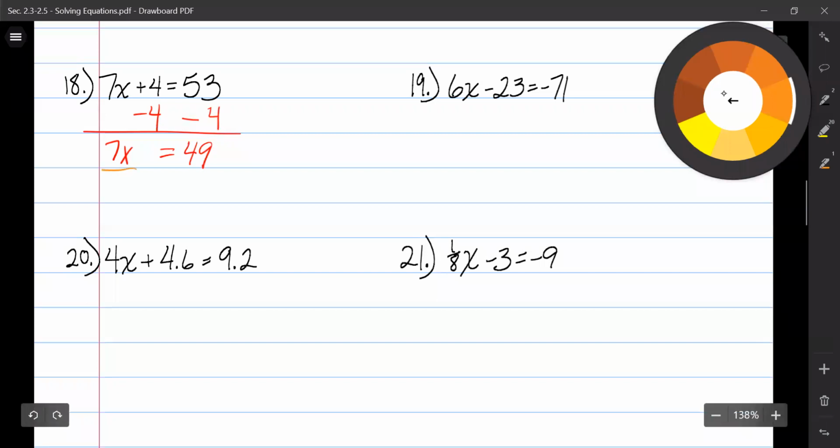All right, so 7x equals 49. So we're going to divide both sides by 7. And that's going to give us x is equal to 7.